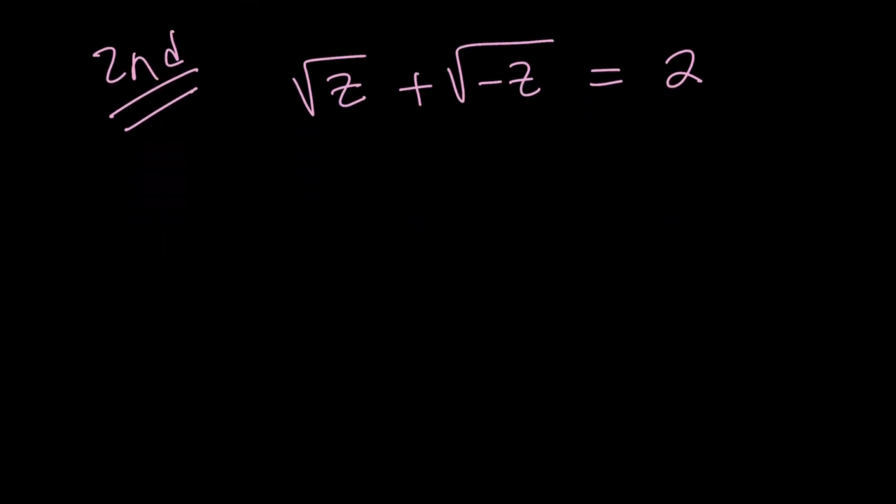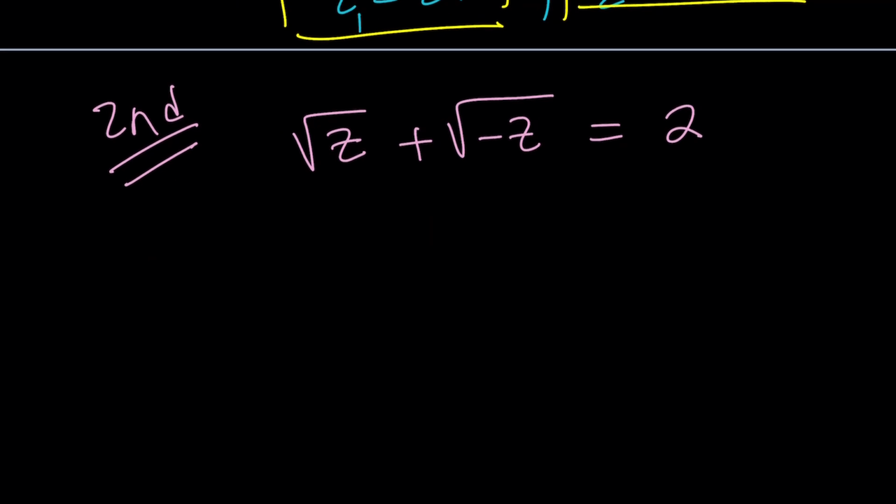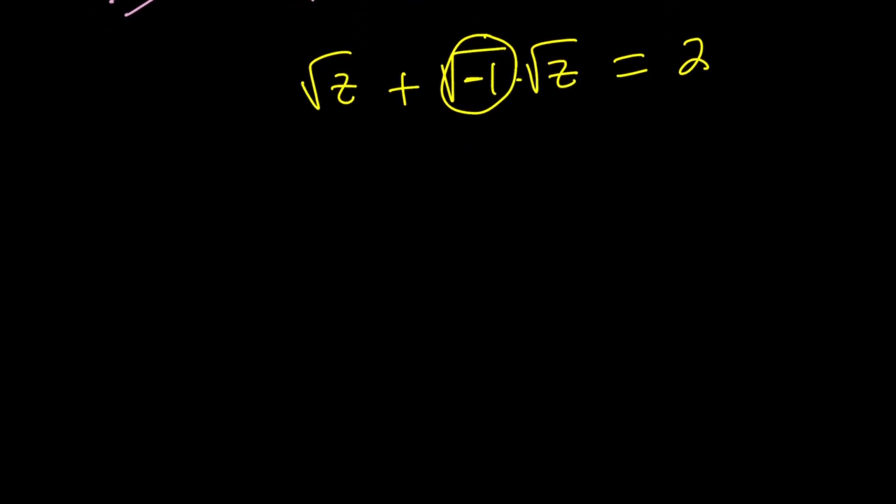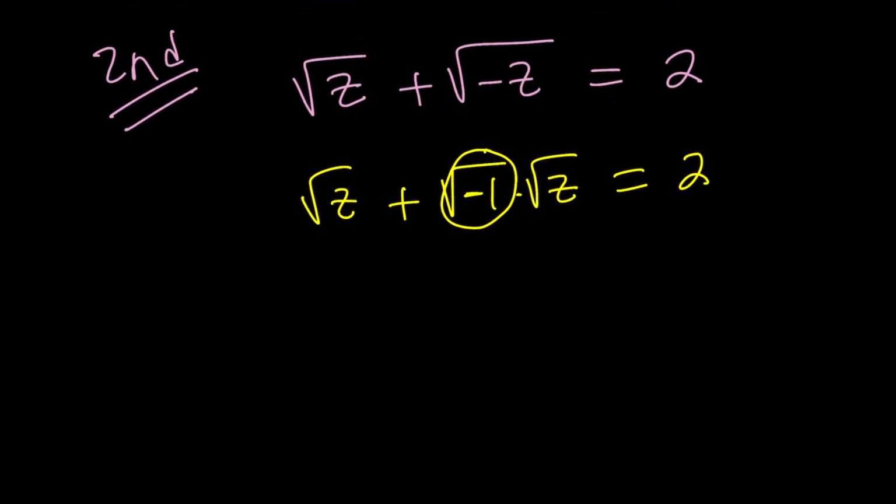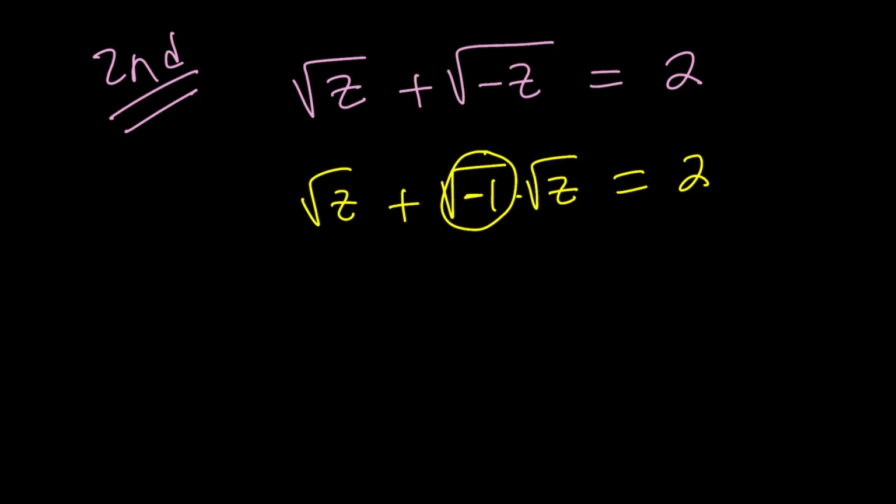So the second method is going to involve the following. Negative z can be written as z times -1. So I'm going to write it as -1 times z, and separate them. And then the square root of -1 can be written in two ways, because -1 has two square roots. If you're thinking about the complex world, you have to be very careful. You have to make that distinction. But anyways, let's just go with one of them first. I guess I could call this i. So we get square root of z plus i times the square root of z equals 2.